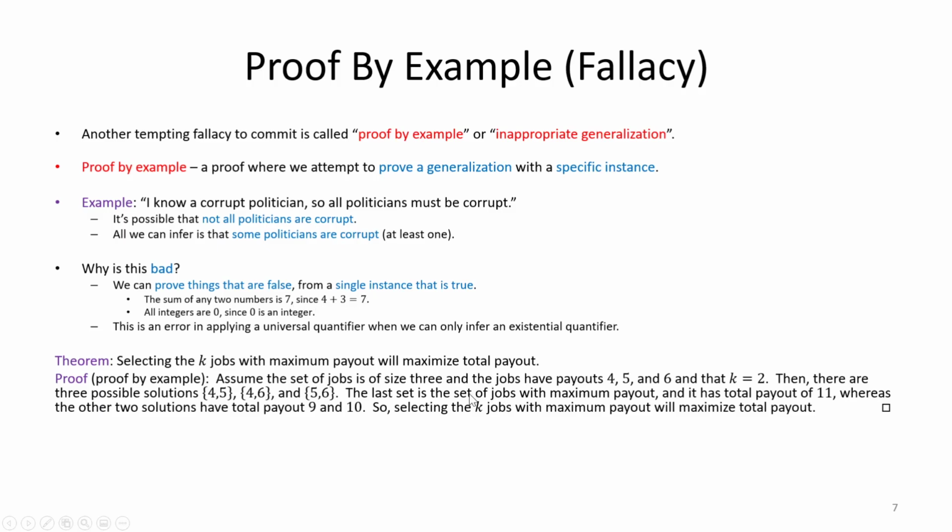So we still have to push back on the prover here and say, look, I believe you on this instance, but what about other ones? What if n is bigger than 3? What if k is bigger than 2? What if we have different values in the set? How do we know it's going to work for those too?